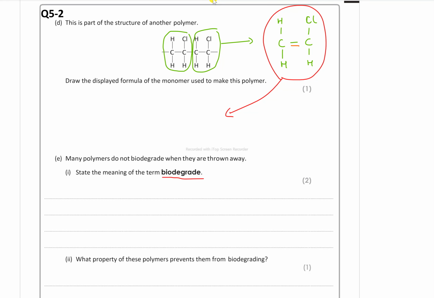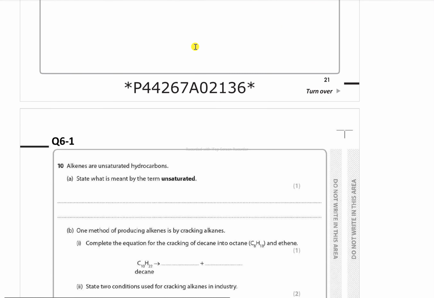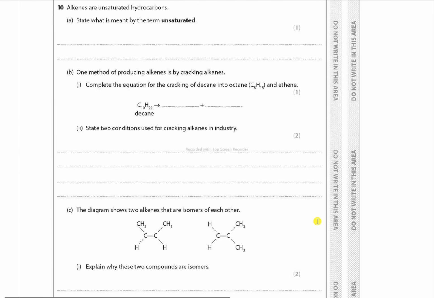What does the word biodegrade mean? What did we say? We said it is broken down by what? Bacteria or microorganisms. What makes these polymers not biodegrade is that they are inert. Right, that's it. We'll come back to this one then.